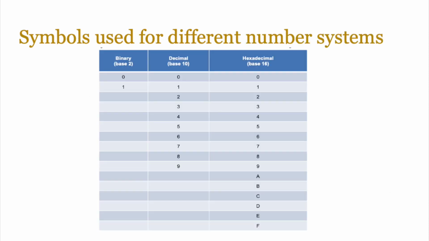Now on screen, you will see the symbols used for different number systems. For binary, it's just 0 and 1. Those are the 2 digits. For decimal, you have 0, 1, 2, 3, 4, 5, 6, 7, 8, 9. For hexadecimal, we have 0 to 9, then A, B, C, D, E, and F. And A is 10, B is 11, and so on. For hexadecimal, as long as you can remember that A is 10, you can work out the rest of the values just by incrementing by 1.